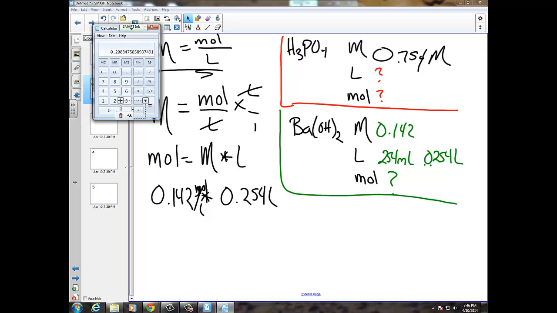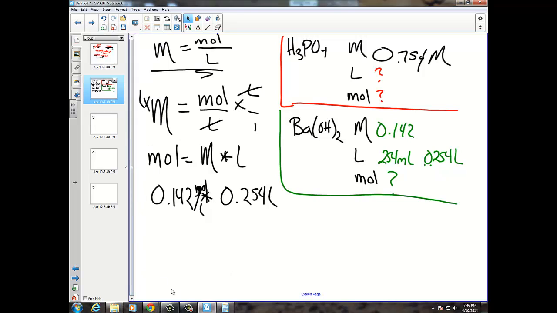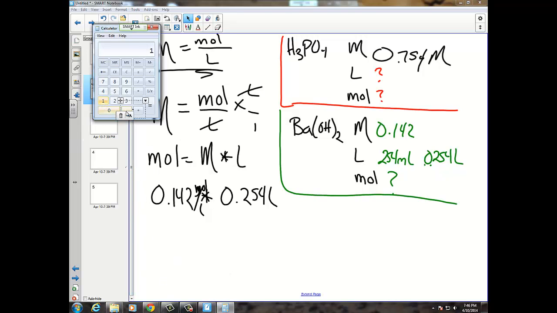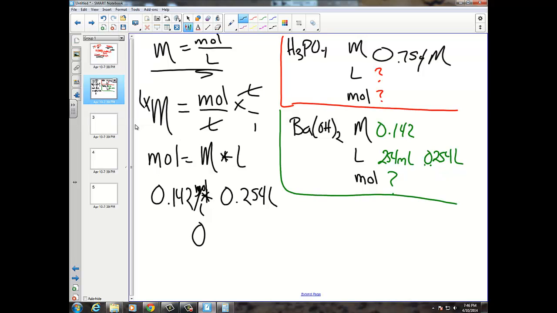So 0.142 times 0.254 liters gives me a mole value of 0.03607. So 0.03607 moles of BaOH2.